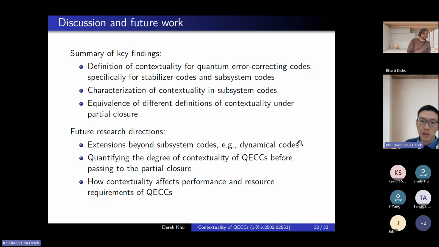And further things that we could explore would be, say, in dynamical codes, which are not technically subsystem codes. So it would be nice to come up with a more general way of defining this contextuality that also applies to dynamical codes. And we could also ask what happens if we don't take the partial closure? Can we quantify the degree of contextuality of the codes? And finally, would the degree of contextuality affect the performance of these codes? Yeah, I think that's all.